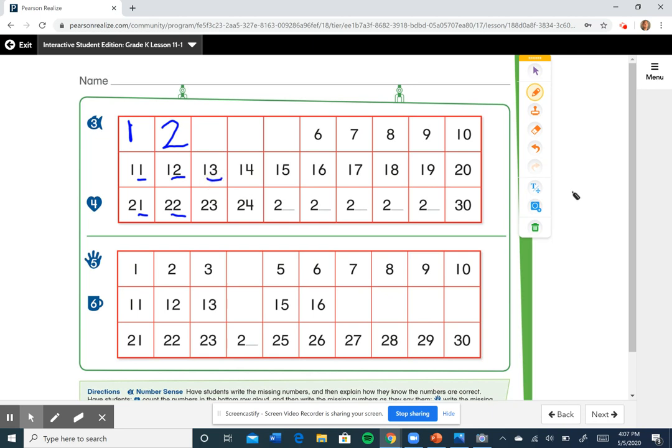What does 13 and 23 both share? A 3. What does 14 and 24 share? A 4. Now, tricky one. What does this row have in common in the ones place? A 5.